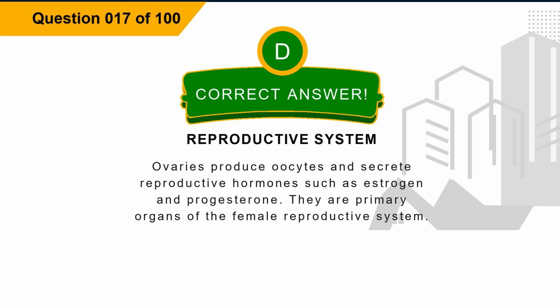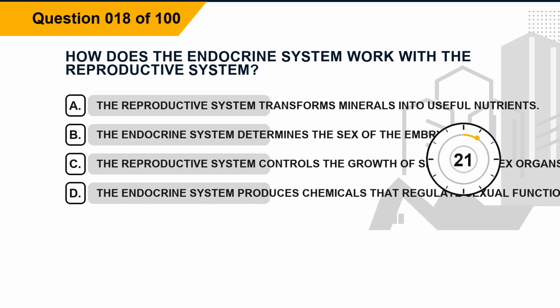Explanation. Ovaries produce oocytes and secrete reproductive hormones such as estrogen and progesterone. They are primary organs of the female reproductive system. Question 18. How does the endocrine system work with the reproductive system? Option A. The reproductive system transforms minerals into useful nutrients. Option B. The endocrine system determines the sex of the embryo. Option C. The reproductive system controls the growth of secondary sex organs. Option D. The endocrine system produces chemicals that regulate sexual functions.